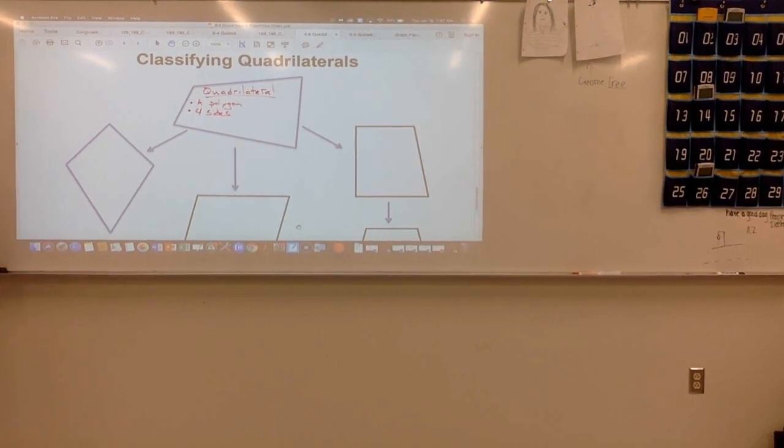What does that mean? Quad is 4 laterals, I guess. I don't know. 4 sides. I just figured that out. I didn't know that.